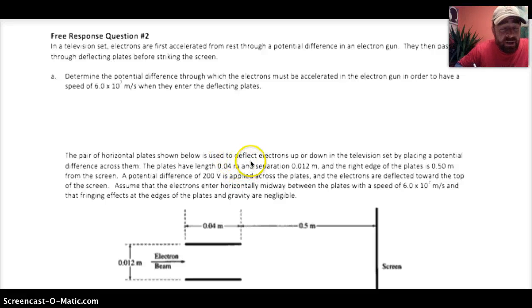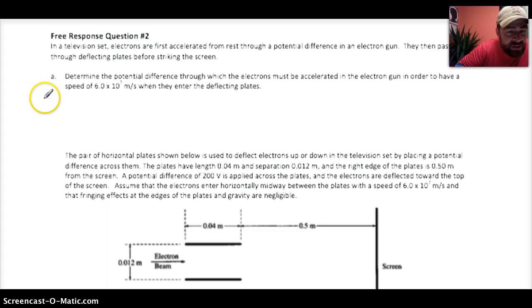This is the second free response question in the electrostatics packet. The question reads: in a television set, electrons are accelerated from rest by being fired through an electron gun. They pass through deflecting plates and then strike a screen. Determine the potential difference through which the electrons must be accelerated in the electron gun in order to have a speed of 6 times 10 to the 7th meters per second when they enter the deflecting plates.